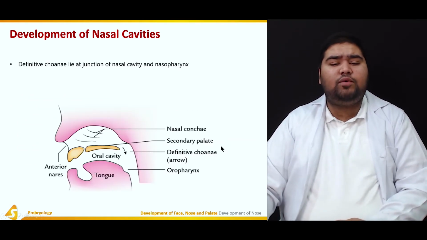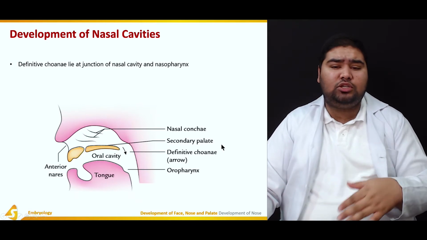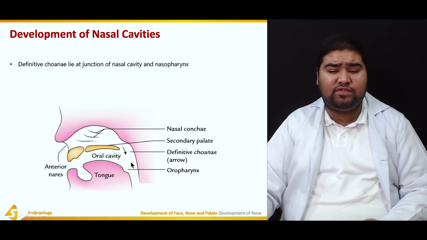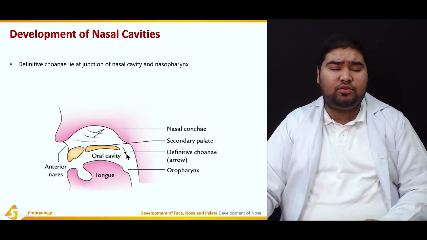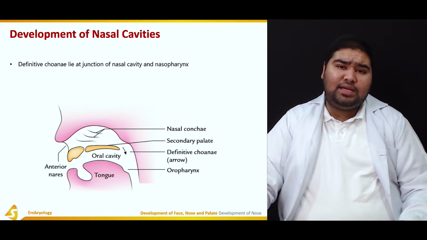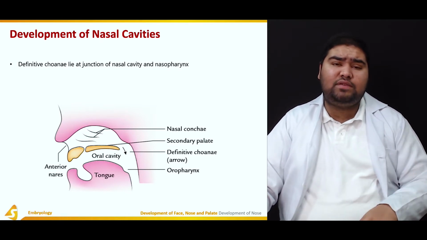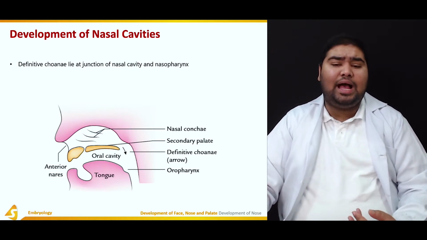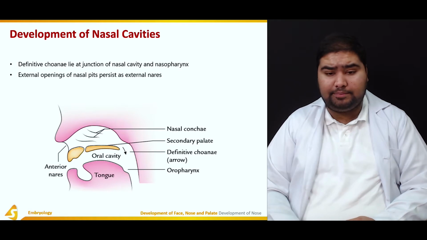So the definitive choana lie at the junction of the nasal cavity. So this is the junction of the nasal cavity and the nasopharynx. So this is the definitive choana. Again, choana is a communication between the nasal and the oral cavity. However, in this case, the definitive choana lies between the posterior aspect of the nasal cavity and the nasopharynx.